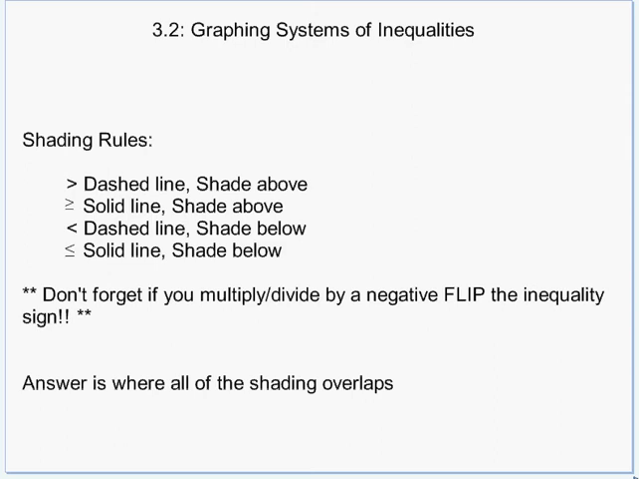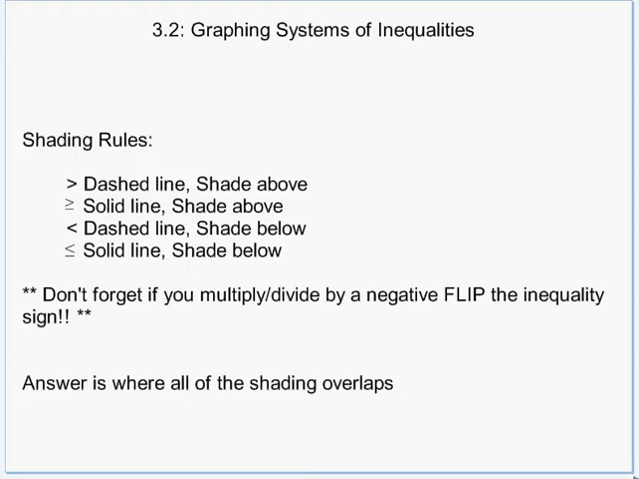Graphing systems of inequalities. We need to recall some of the shading rules. Remember, if it's greater than, it's going to be a dashed line and you're going to shade above. If it's greater than or equal to, you're going to have a solid line and shade above as well. If it is a less than symbol, it's going to be a dashed line shading below. And if it's a less than or equal to, it's going to be a solid line shading below as well.